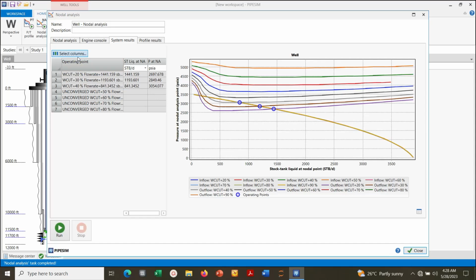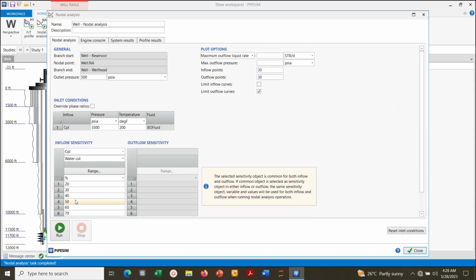So let us minimize the interval. Now that we know that the well will not produce above 40% water cut, we do not know at what value, whether it is at 41 or at 42. In order to know the exact water cut that the well will stop producing, we have to minimize the interval to 1.